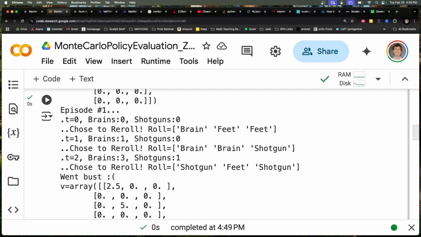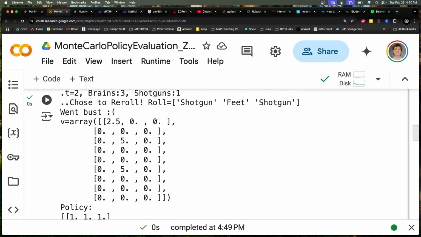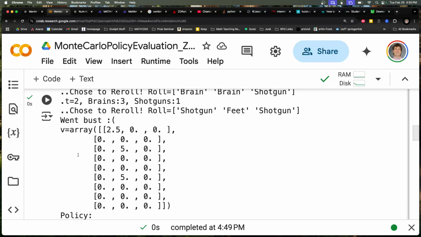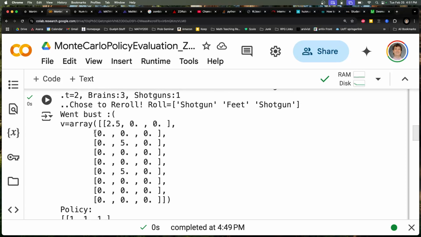And now the v function is also updated. You'll notice that it's down to 2.5 over here, because in one situation we ended up with 5, in another situation we ended up with 0, so the average is 2.5. There were 2 other states that were visited, but they will have 0, and since they started at 0, they're hard to see. But that's very roughly speaking what it outputs.